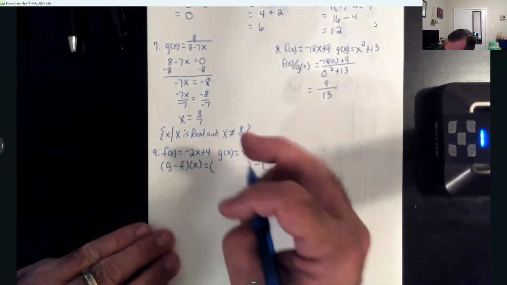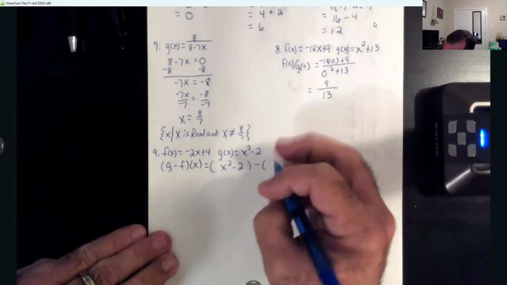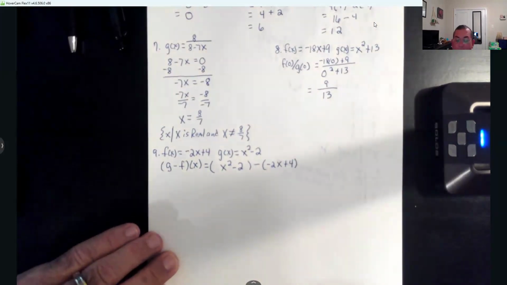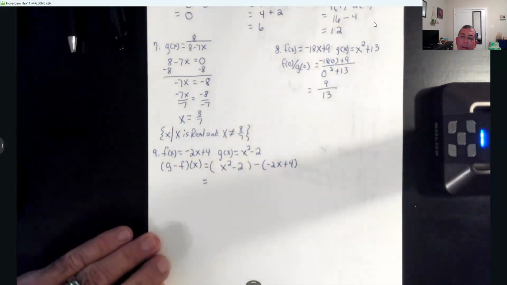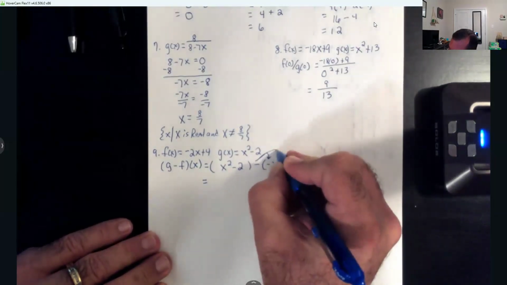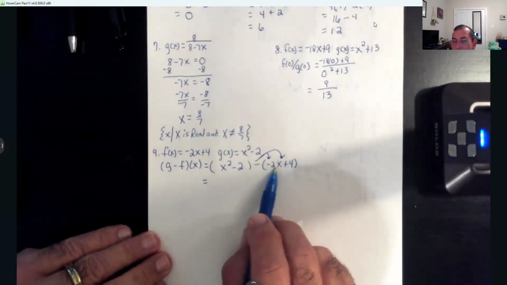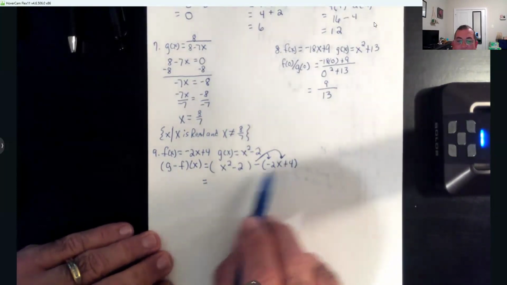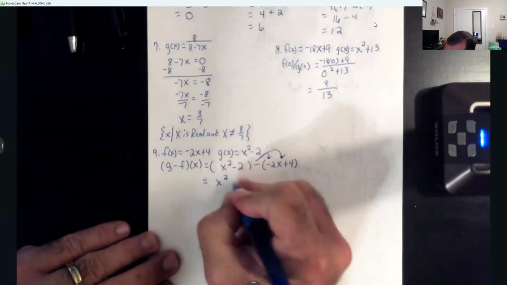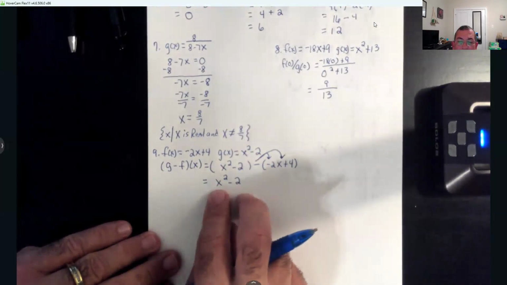G is x squared minus 2. F is negative 2x plus 4. Now, y'all, subtraction is the one where you definitely got to distribute that subtraction to get rid of these second set of parentheses. So the first set I can bring out, x squared minus 2. There's nothing in front of the parentheses, so they're going to come out just like they look.